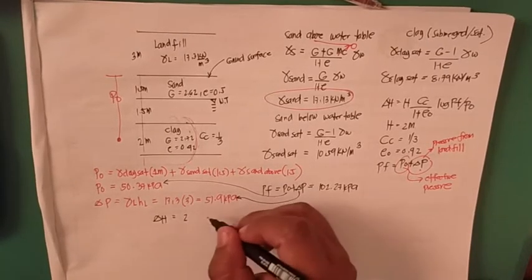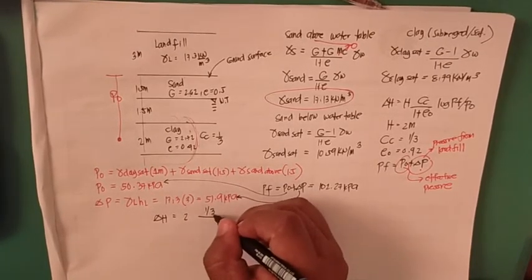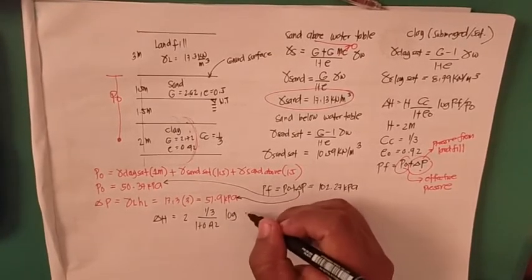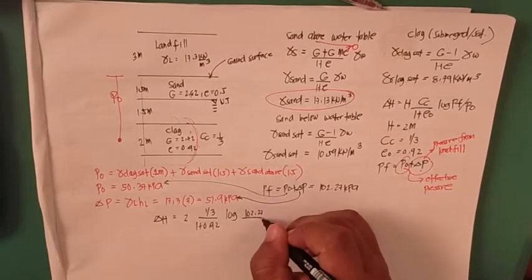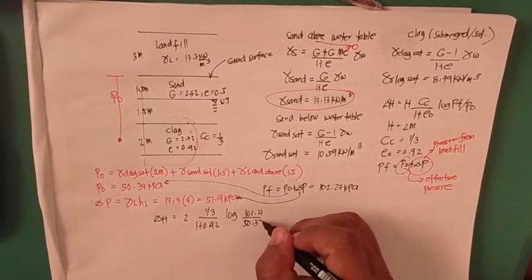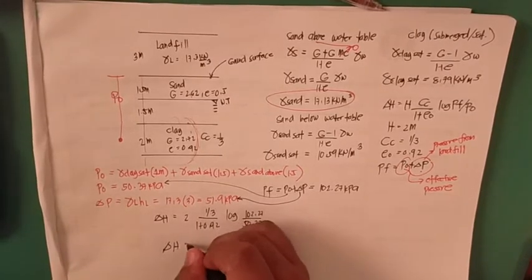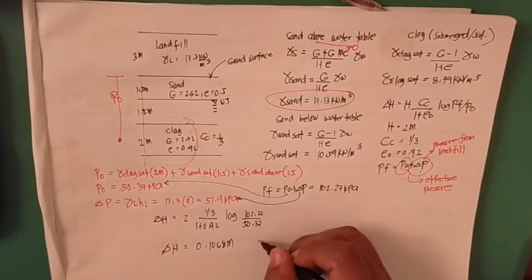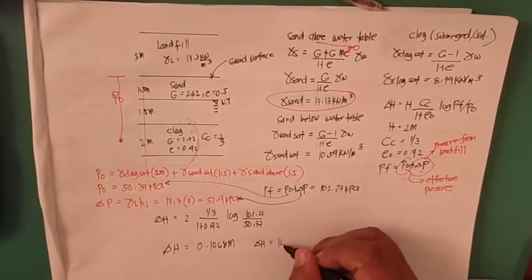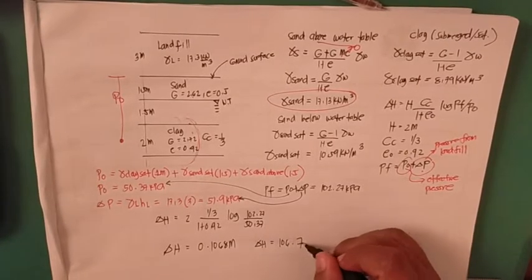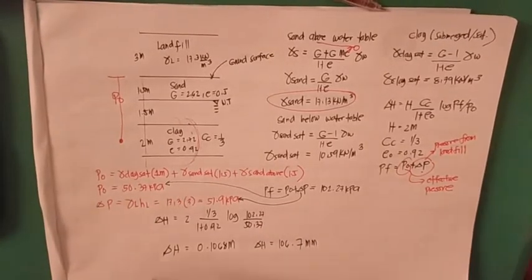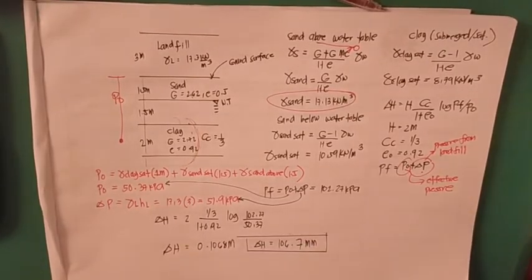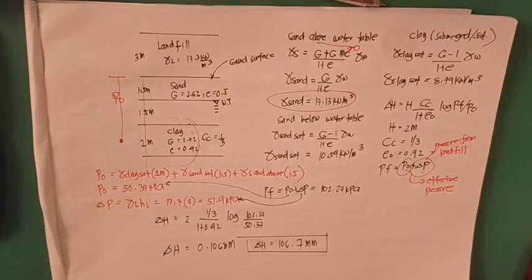Okay, so now we can determine the delta H, which is H is 2, 1/3 is Cc, 1 plus 0.92, then logarithmic of 102.27 over 50.37. Delta H is 0.1068 meters, or delta H is 106.7 mm. So this is the value of the consolidation settlement of the clay layer.